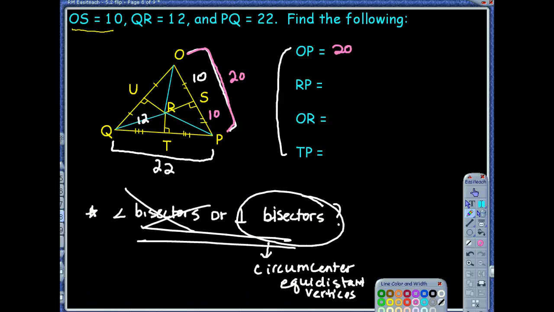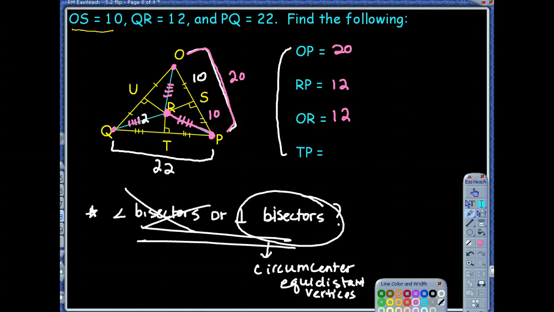RP. So looking at RP, I noticed that that is one of the segments that goes from the circumcenter to a vertex. And I know that they should be the same distance from the circumcenter to all vertices. So since they gave me that QR was 12, I know that PR also has to be 12. Good. I like that. You kind of looked at that. And I went ahead and labeled what she said. All of these distances from the circumcenter to each vertex are all the same. Right. All right, moving on. Okay. OR. Oh, okay. Let's see. OR is another one of those from the circumcenter to the vertex. That's also 12. Okay.